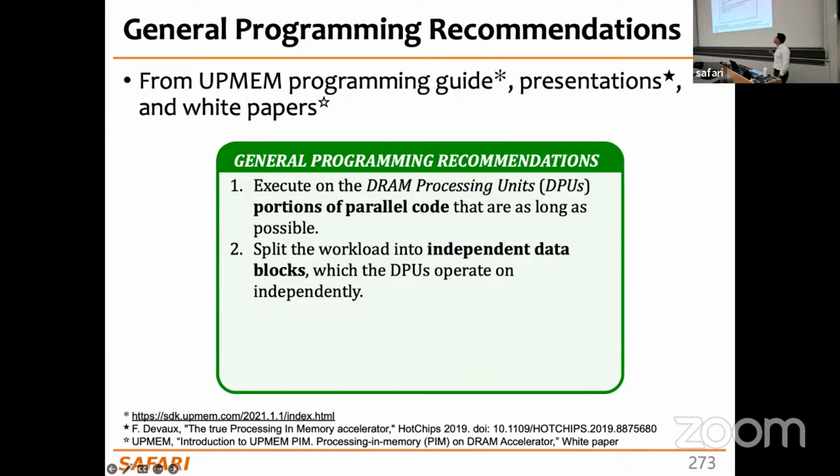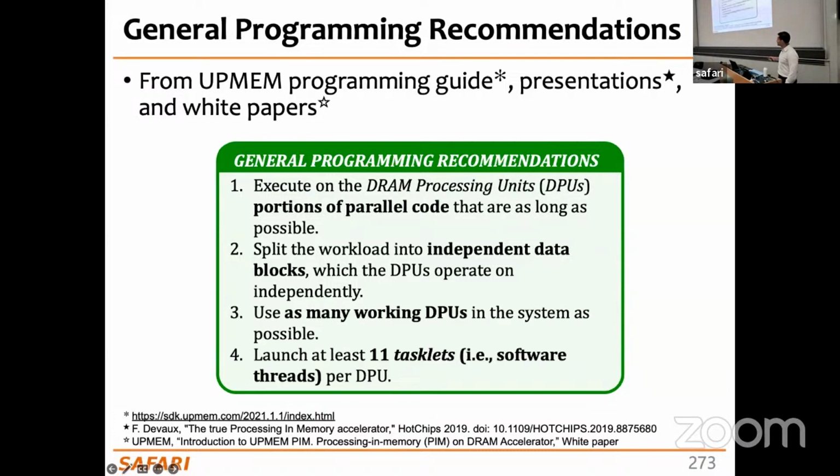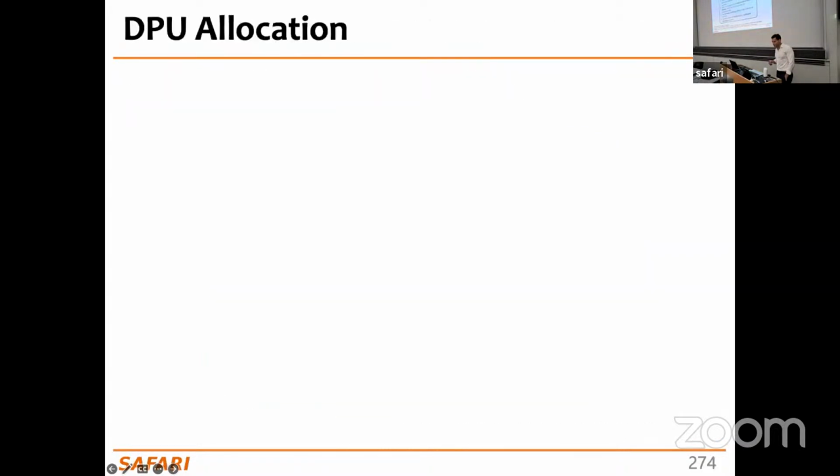You also want to find data-independent blocks which the UPMEMs can operate on independently, because the moment that they become dependent, you're going to have to move data from one DPU to another, and moving data like that requires you to go through the CPU, and this is going to include extra latency. So you should work with as many DPUs as available in the system. This is a throughput-oriented processor, and you want to use as much throughput as possible. And as I mentioned, you want to launch at least 11 software threads per DPU, so you can fully utilize the pipeline slots of the DPU.